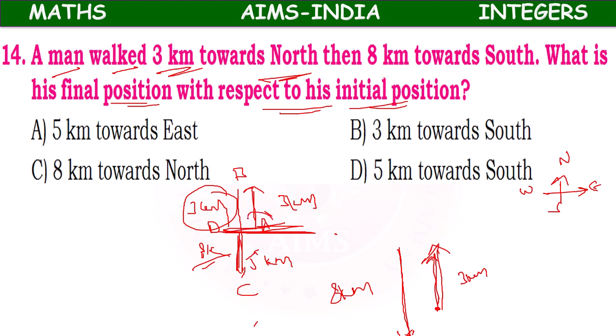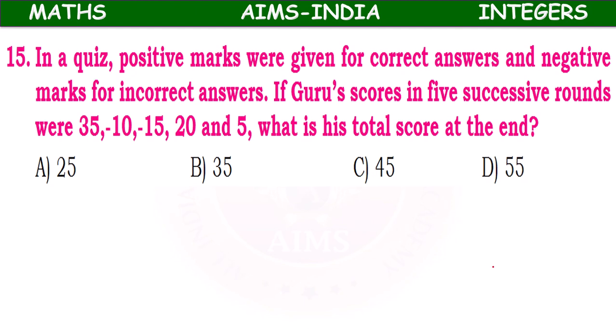Means from initial position, from A position, if we compare final position C position, how it is? It is 5 kilometers towards south. So D option is the correct answer. Next.